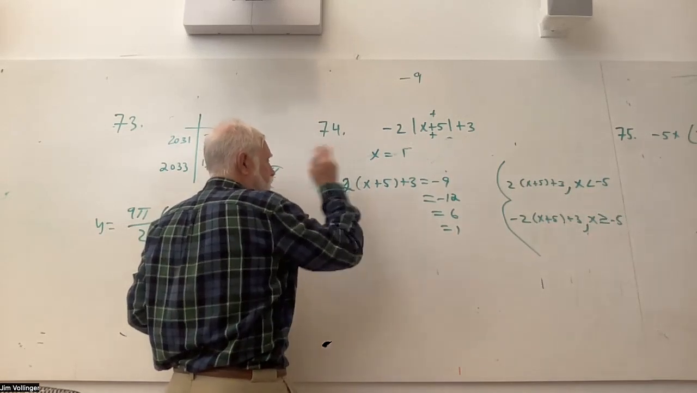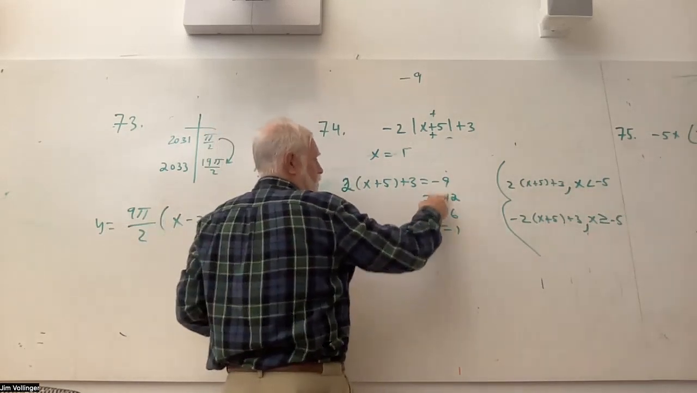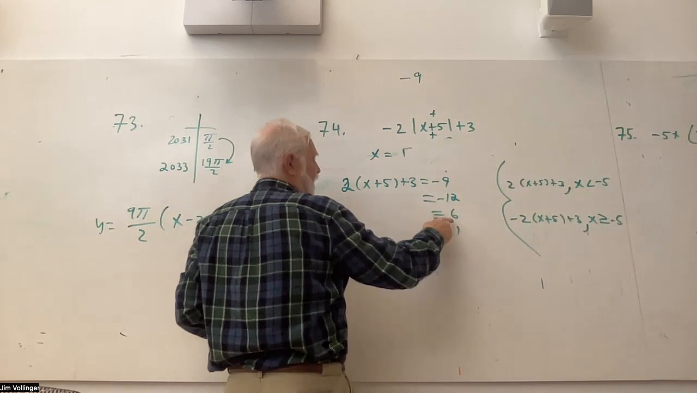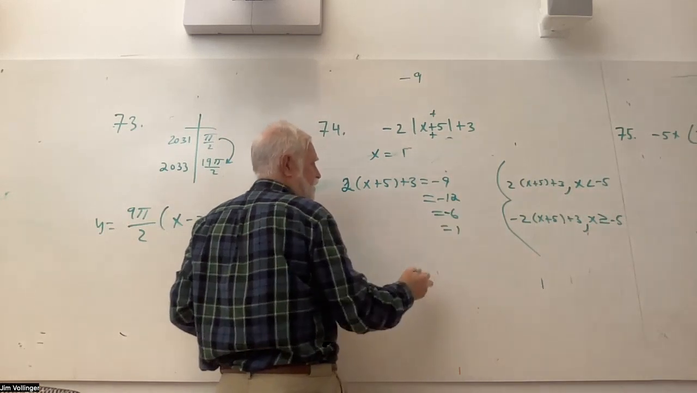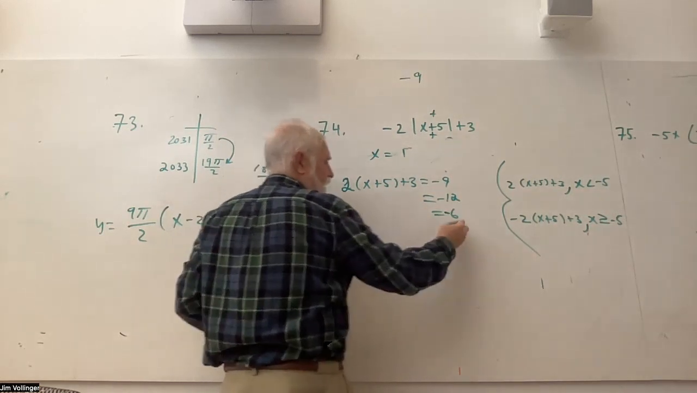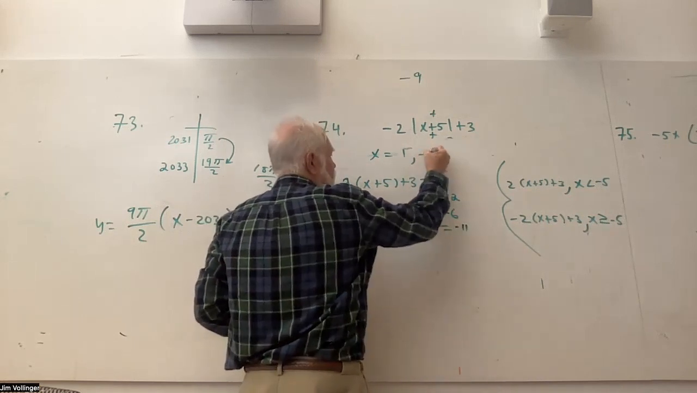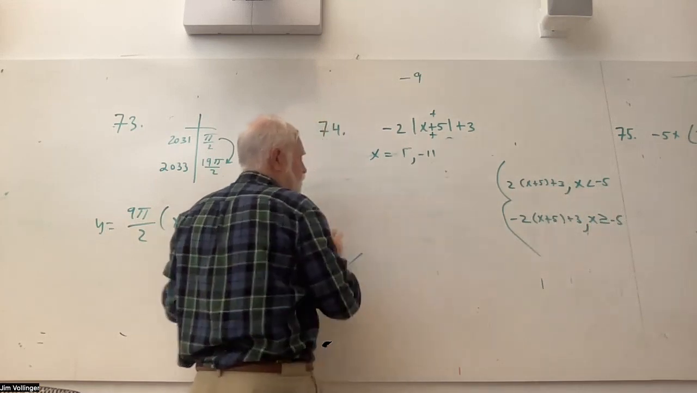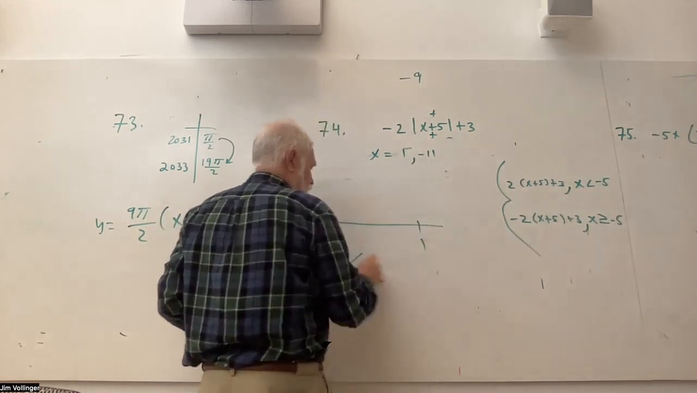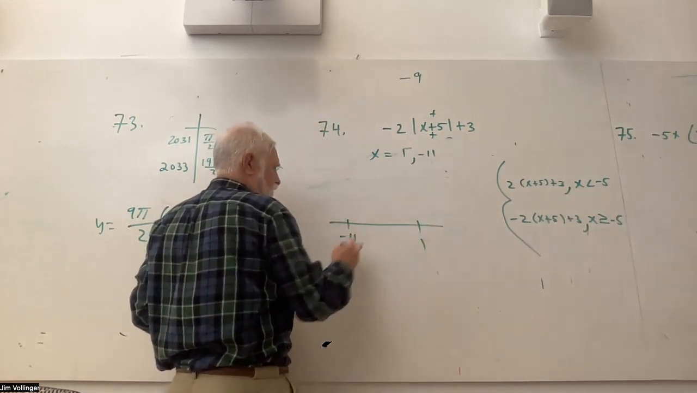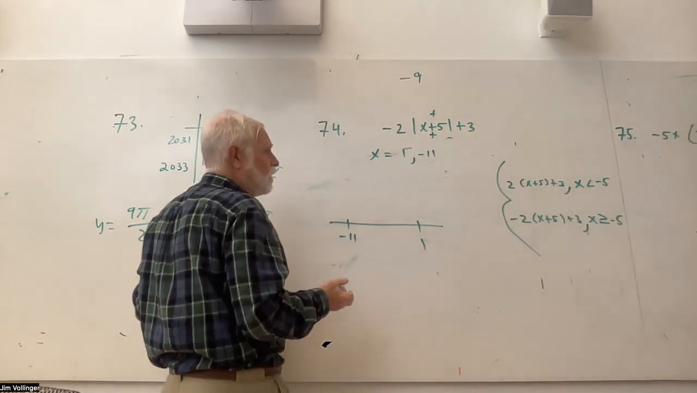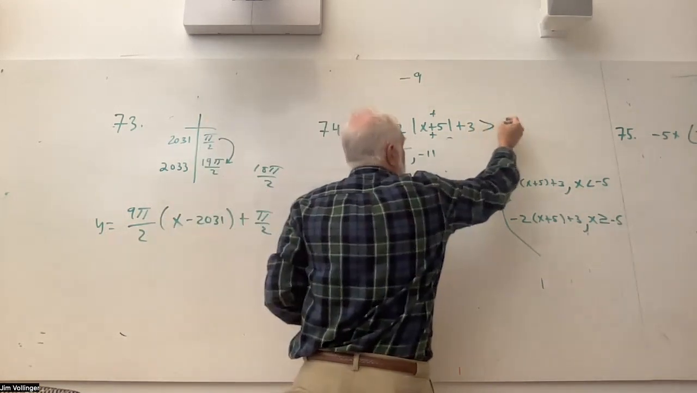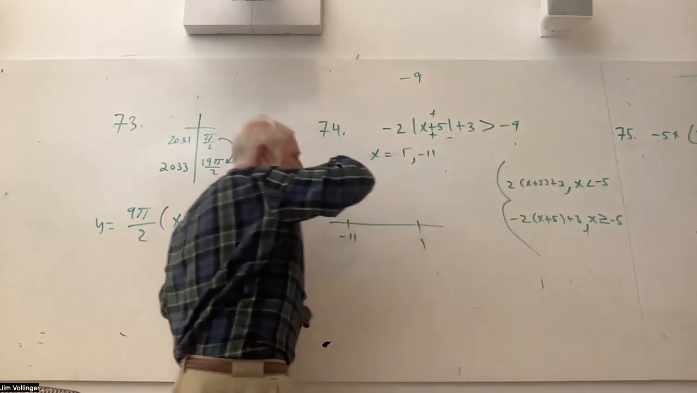All right, so what do we got? We still got negative 12, but now we get a sign change here, negative 6. And when we subtract 5, negative 11. Yeah, that's true. So that gives us 2 critical numbers. 1, negative 11. And we want to find out when we're bigger than negative 9. When are we bigger than negative 9?